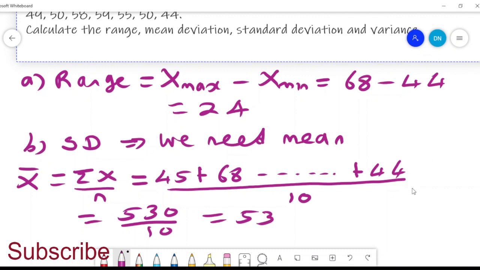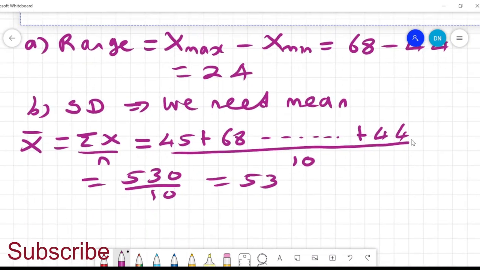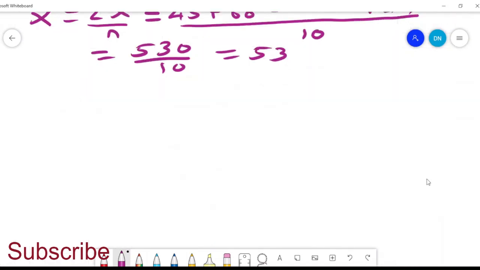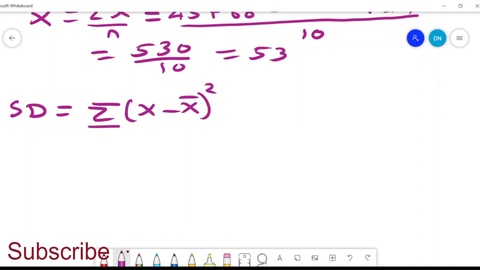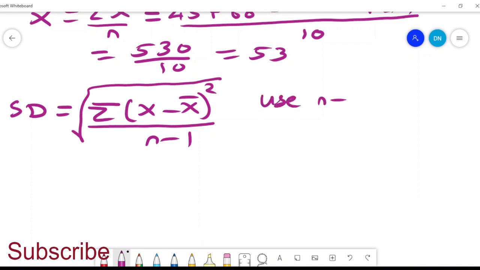Now the question is, why do we need the mean when we are calculating the standard deviation? That is based on the formula for the standard deviation. The standard deviation is given by the summation of x minus x bar squared divided by n minus 1. Why do we use n minus 1? We use n minus 1 if n is less than or equal to 30. And since our n is 10 students, this is the formula.